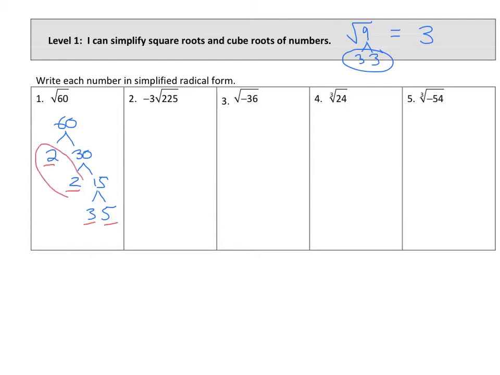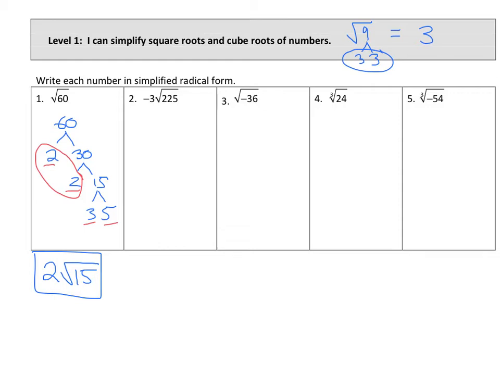I do have a pair of 2's, which means I can take one 2 out and put it in the front. And then the 3 and the 5 will both have to stay inside because they don't have a pair. So I multiply them back together and we get 2 radical 15.